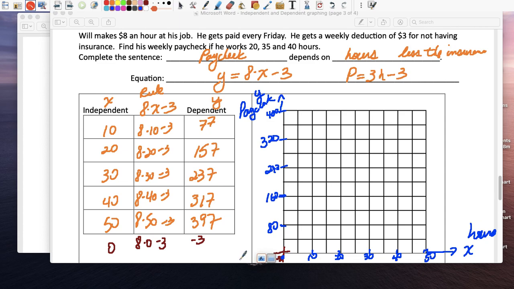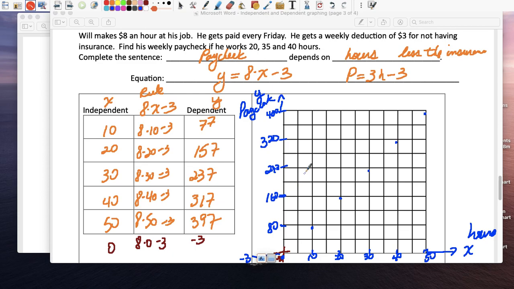Wish I could write it a little. So let me put negative 3 here. So that's negative 3 right there. So 10 hours, he gets $77. So that's somewhere around here. 20 hours, he's going to get 157, which is just a little lower than 160. 30 hours, he gets 237, which is about there. 40 hours, he's going to get 317, which is about here. 50 hours, he's going to make $397.